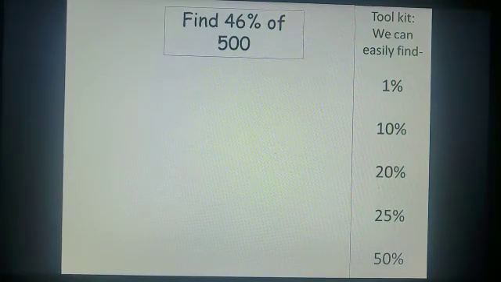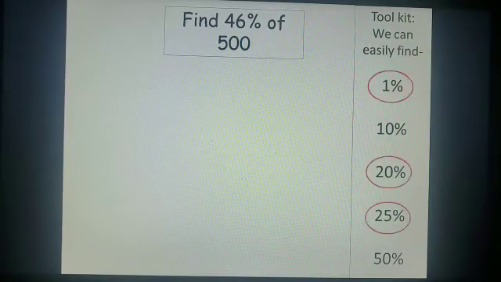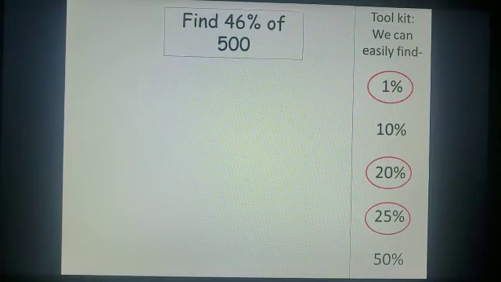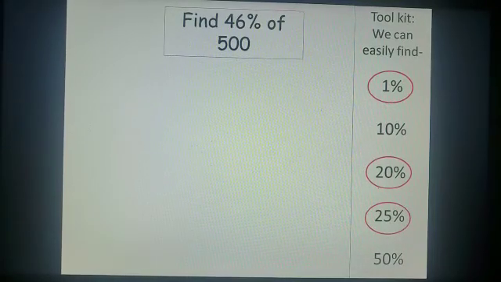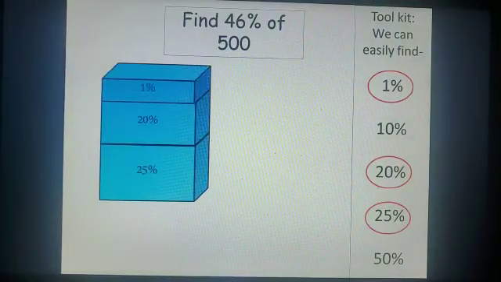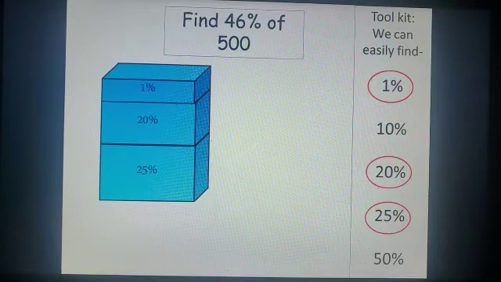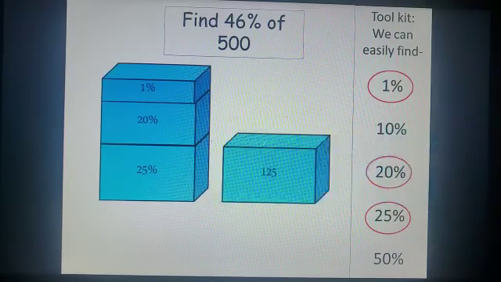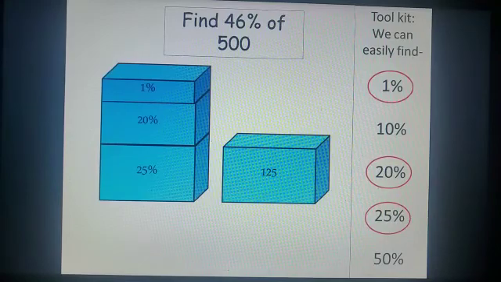Find 46% of 500. Again, using our toolkits, what percentages can we add together to make 46%? We can add the 1, 20 and 25%. So what is 25% of 500? Now we know we need to work out 50% first, which is half, which is 250. Then we halve it again to get the 125.